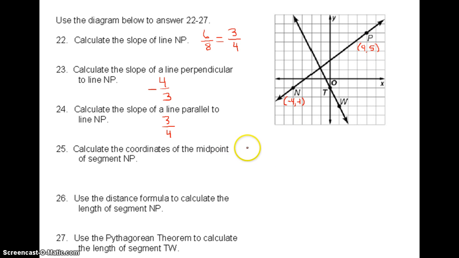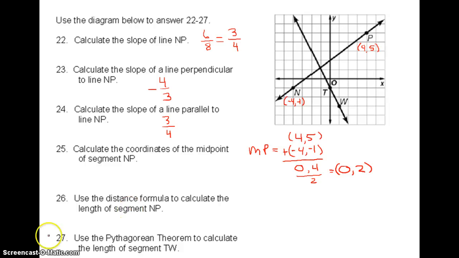Okay, so midpoint. We stack them, add them, divide by 2. So we're going to do 4, 5, and negative 4, negative 1. Okay, let's leave those in parentheses. We're going to stack them. Now we're adding them. 4 plus negative 4 is 0. 5 plus negative 1 is 4. Now we have to divide this all by 2. 0 divided by 2 is 0. 4 divided by 2 is 2. So the midpoint is 0, 2.